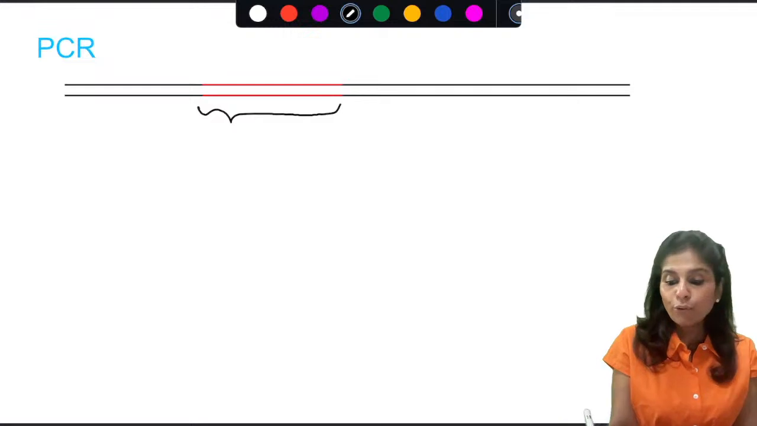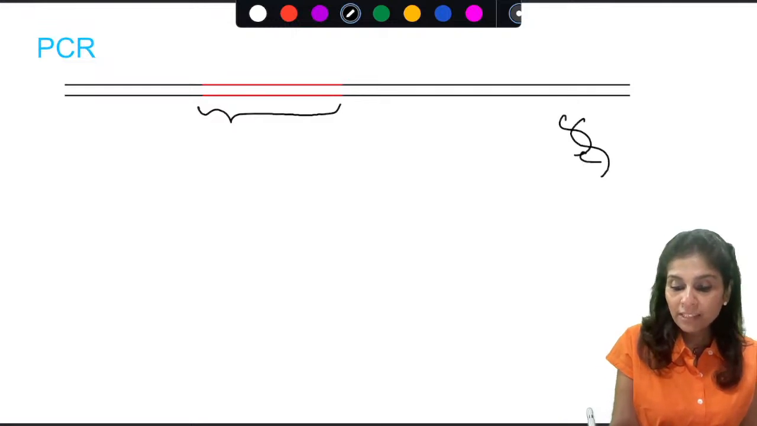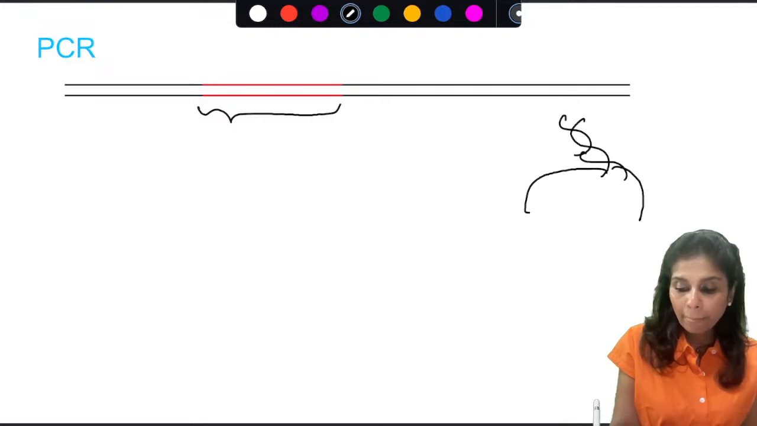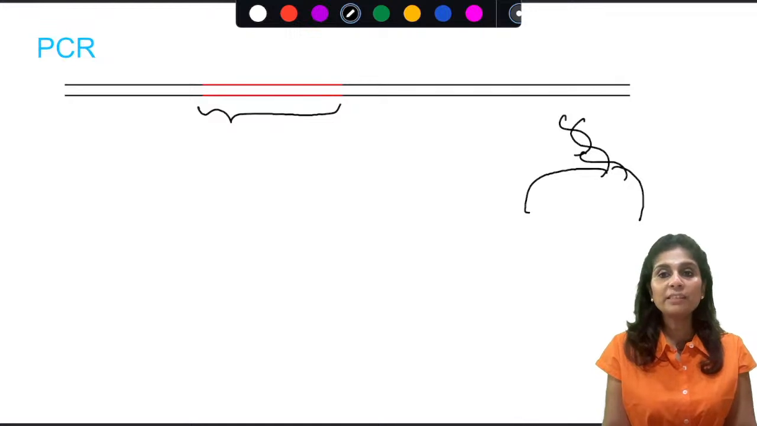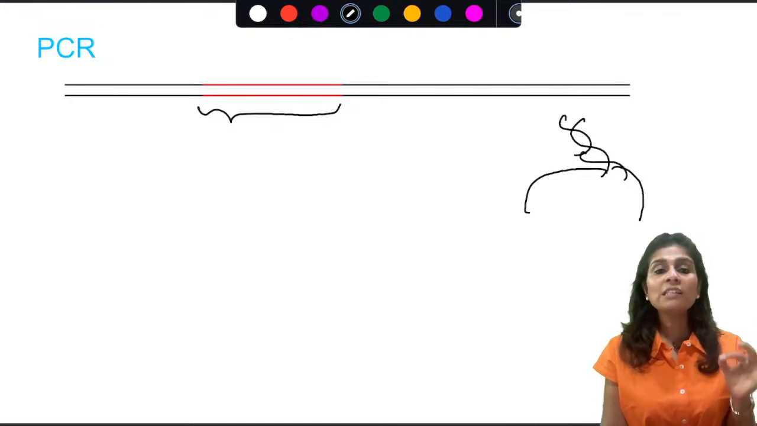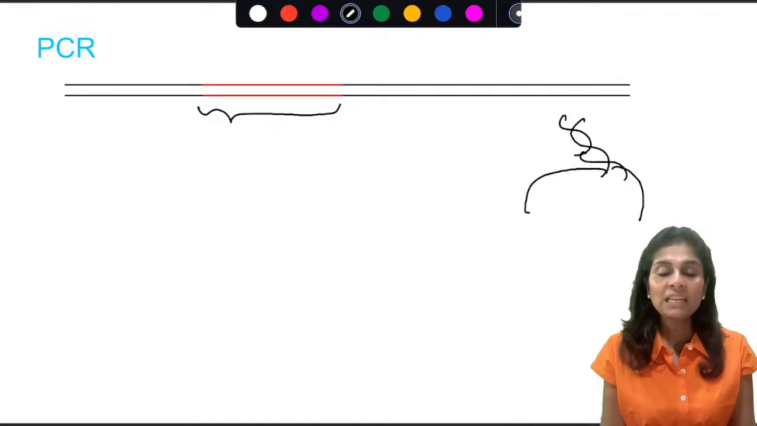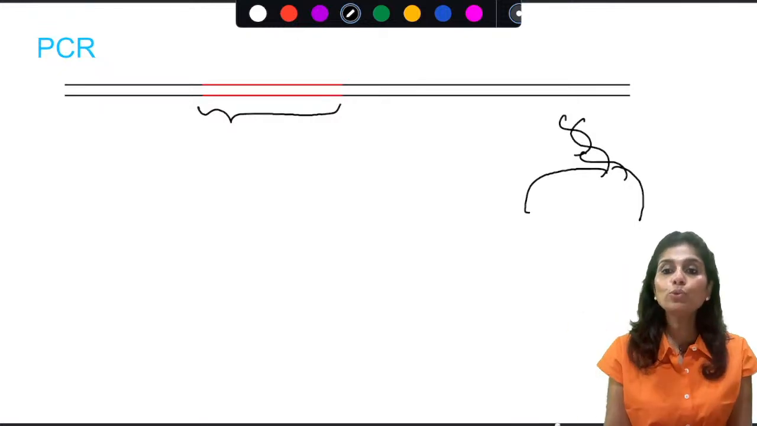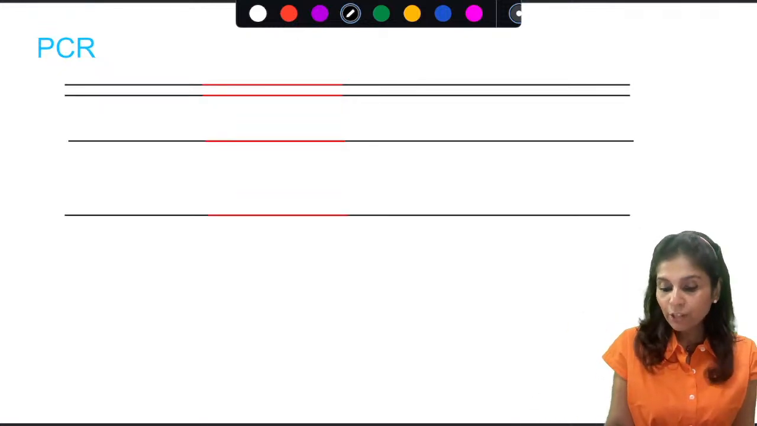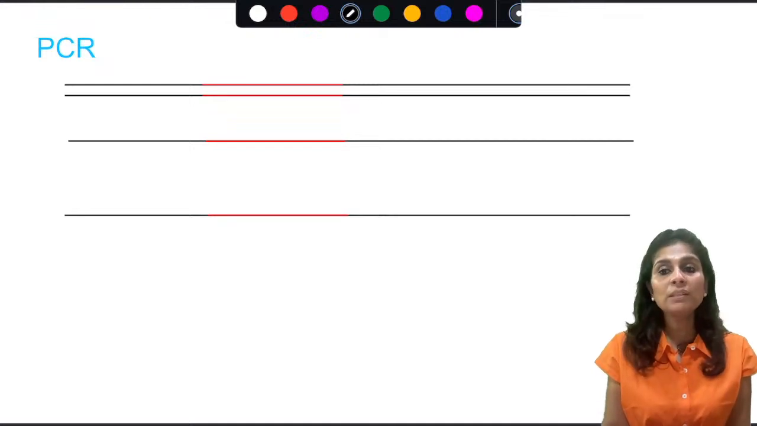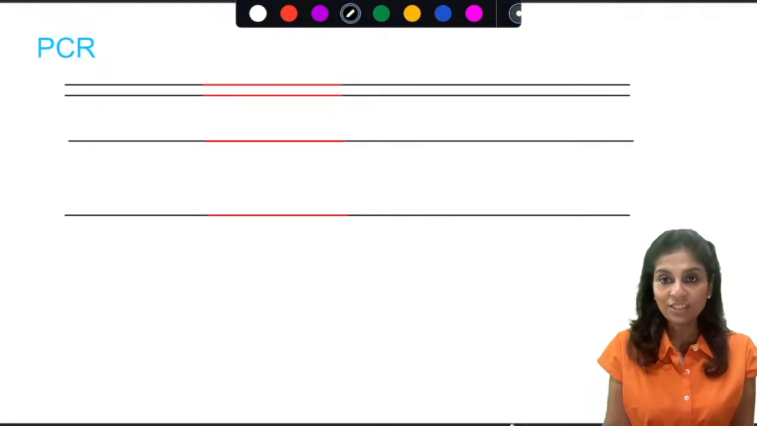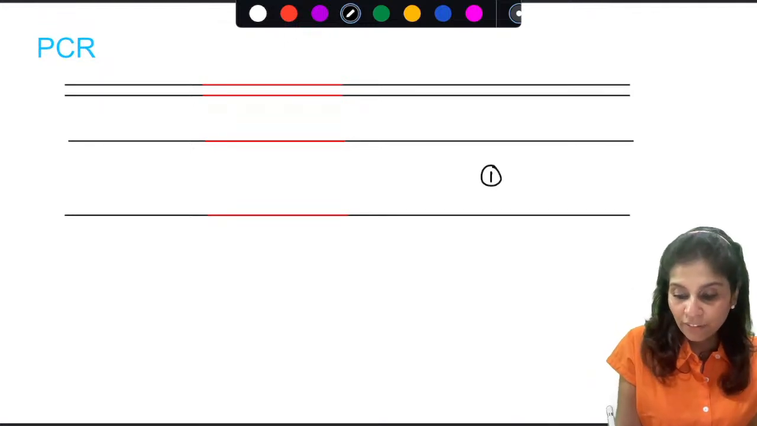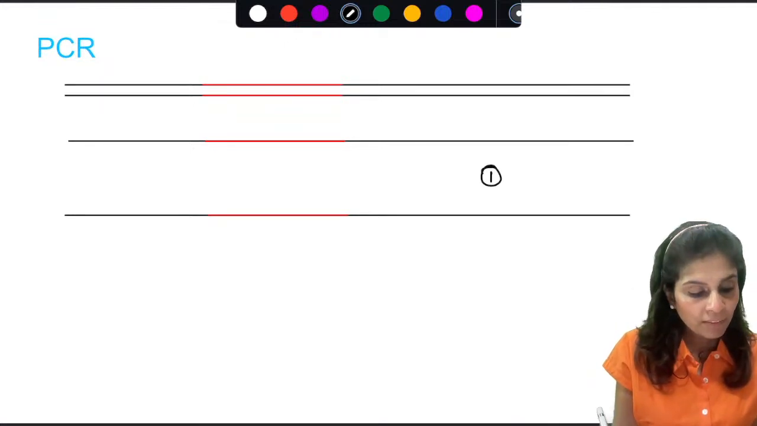And you know, for any replication, the first step is unwinding, right? For any replication, the first step is unwinding. So what is the first step of PCR? The first step is you unwind the double-stranded DNA to form two single strands. Can you see that here? I've unwound a double-stranded DNA to form two single strands. Unwinding is otherwise called denaturation. So tell me, what is the first step of PCR always? Is that?